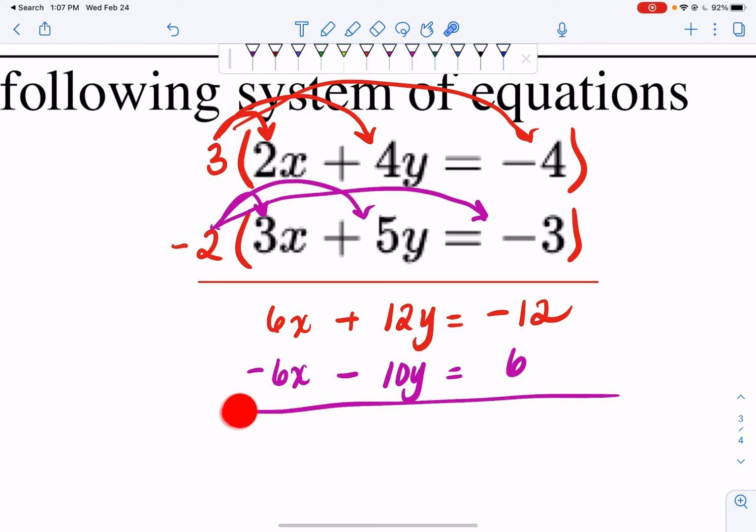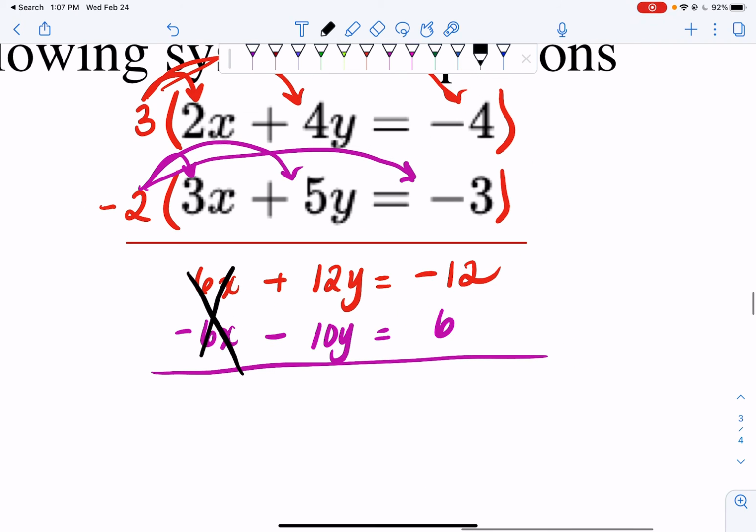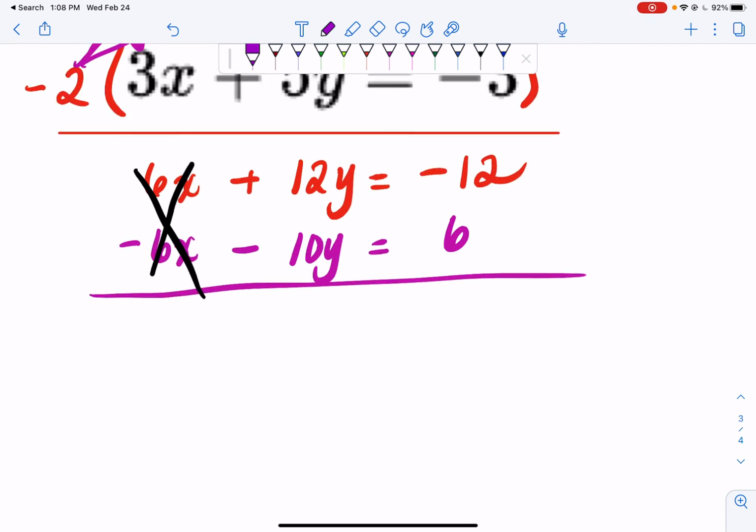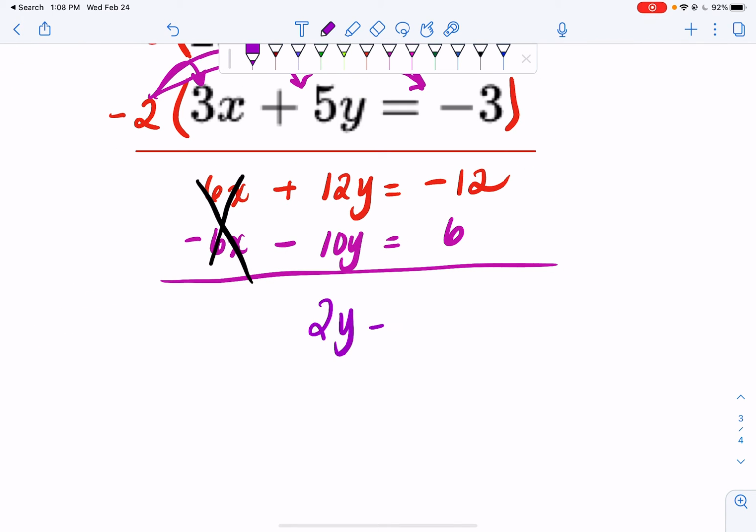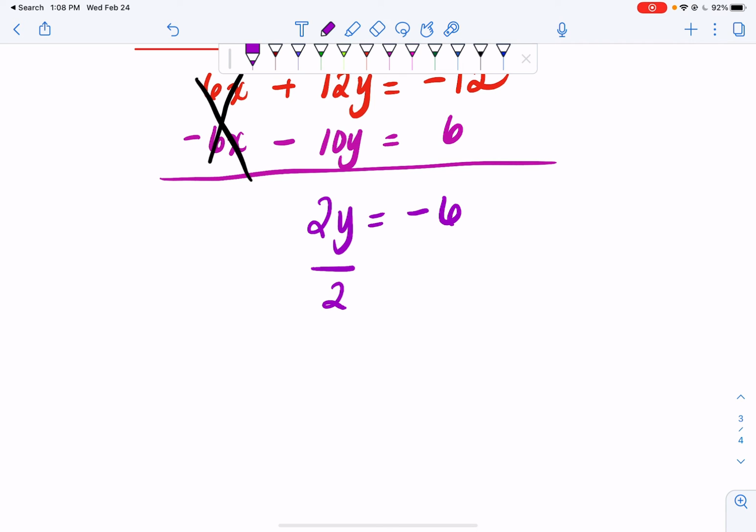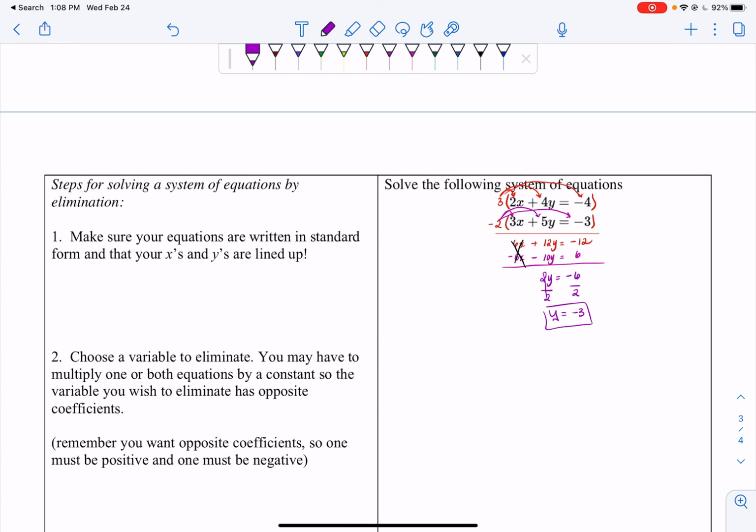If you look, these will eliminate, which is great. So I'm going to take out my black pen and cross them out because I know they'll eliminate with each other. 6x plus a negative 6x is 0x. We don't write 0x, so we're just going to write nothing. I now do 12y plus a negative 10y, which is 2y. And then negative 12 plus 6 is negative 6. What I'm now going to do is divide both sides of my equation by 2 and get y is equal to negative 3. And that's your final answer for solving for y.